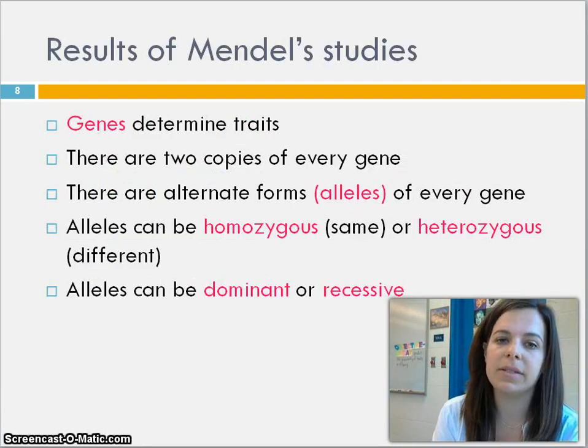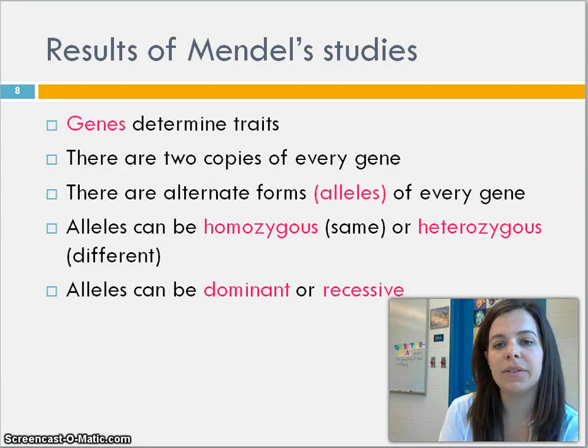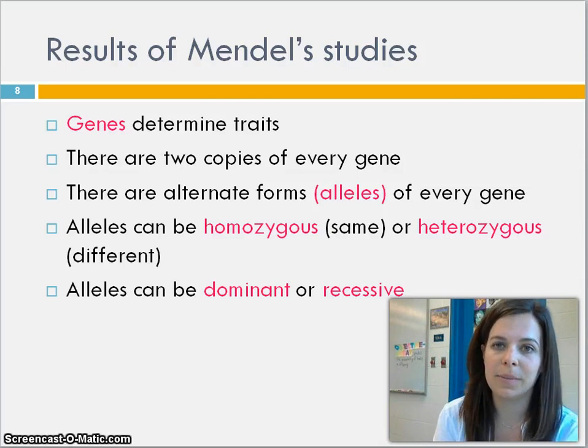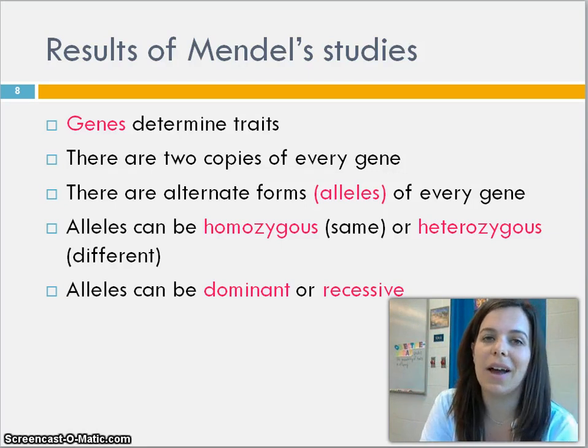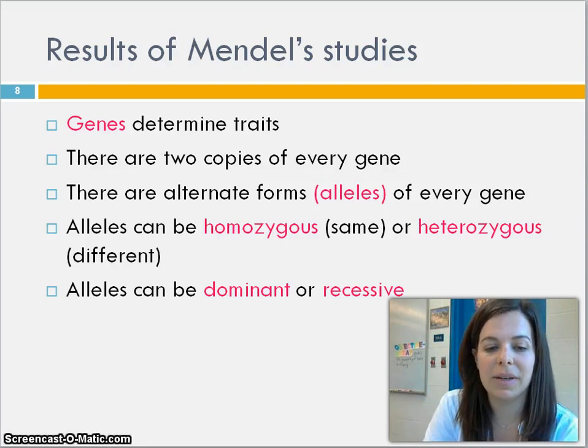So the results of Mendel's study were that genes determine traits, and he found from his math that there were 2 copies of every gene. Those 2 different forms are called alleles. The alleles can be homozygous, which means that they are the same, or heterozygous, which means that they are different. Alleles can also be dominant or recessive.